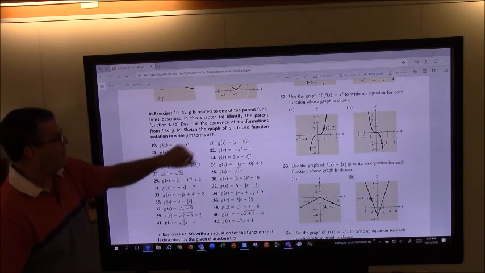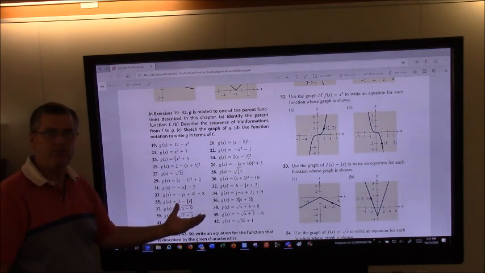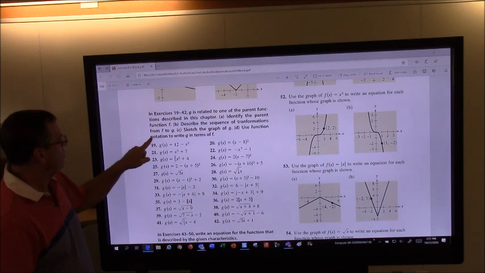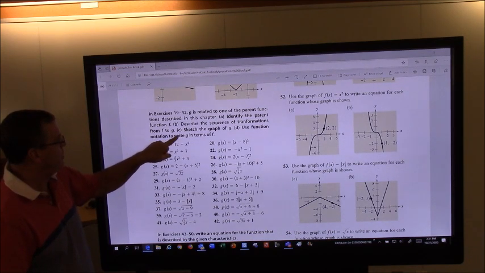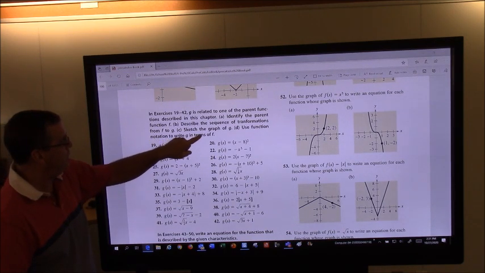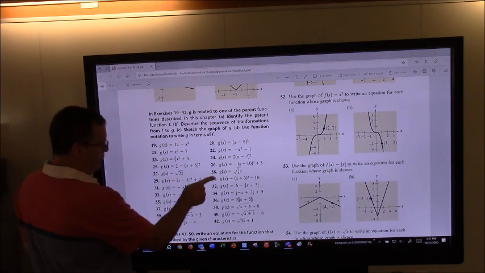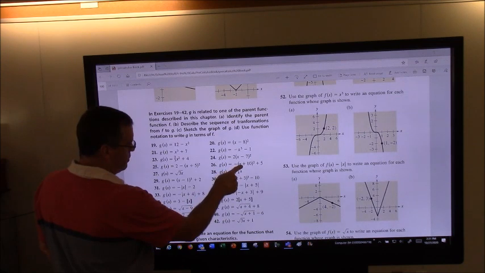Then sketch the graph of g. That's what we've spent the last few days doing, learning how to graph these. So draw a picture of the graph. And then use function notation to write g in terms of f. So I want to do one of these. All right? Let's do number 26 here.